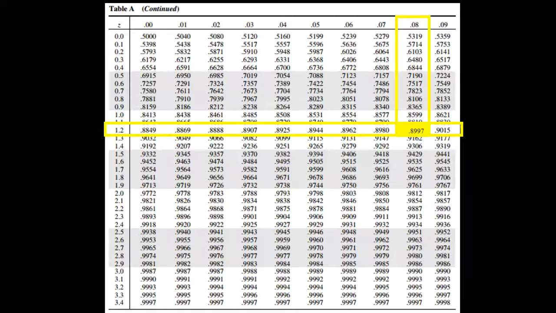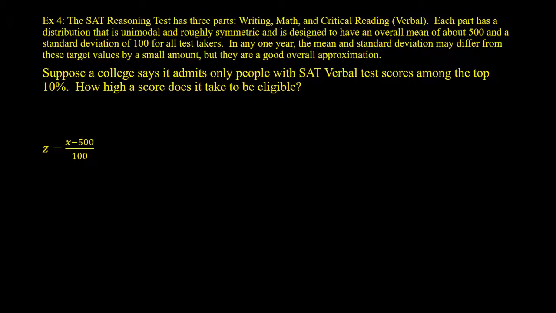Now that we have the z-score, we can plug it into that formula for finding z-scores and find the eligible score. Remember, the z-score formula says the z-score equals our data value minus the mean over the standard deviation. We know the mean, we know the standard deviation, we now know a z-score. So we can find that missing score that results in 10%. So z equals x minus 500 over 100. 1.28 equals x minus 500 over 100.